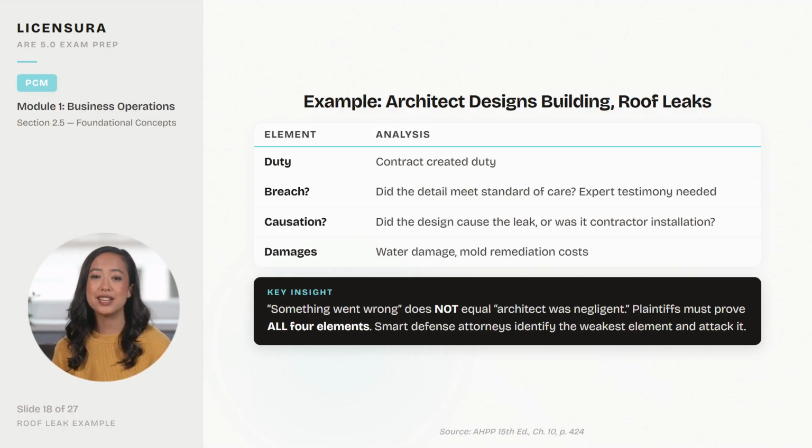Here's the key point. If the detail was standard practice, meaning no breach, the architect wins despite the leak. Or if the contractor installed it wrong, meaning no causation, the architect also wins despite the leak. Something went wrong does not equal the architect was negligent. Plaintiffs have to prove all four, and defense attorneys look for the weakest link to challenge. That's how architectural malpractice defense actually works. Next, we'll look at how courts determine whether the standard of care was met, which brings us to expert testimony and why it really drives these cases.